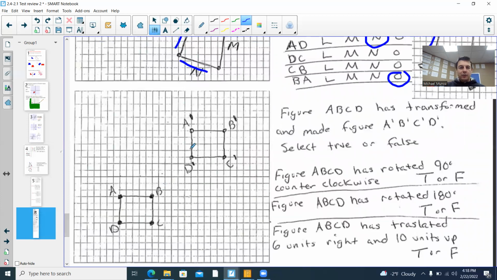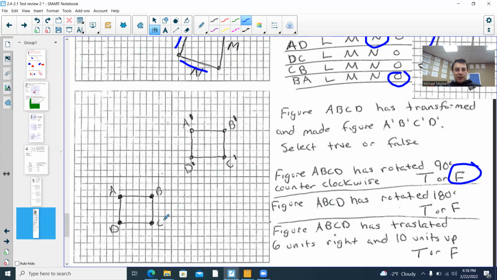Figure ABCD, which is this one right here, doesn't have the apostrophes, is transformed to make this figure. Select true or false. Figure ABCD has rotated 90 degrees counterclockwise. True or false? Well, it can't be that one, because if it rotated 90 degrees counterclockwise, it would be up in this quadrant right there, and it's not. So that one has to be false. Figure ABCD has rotated 180 degrees. Well, that one sure could be because it is over here.